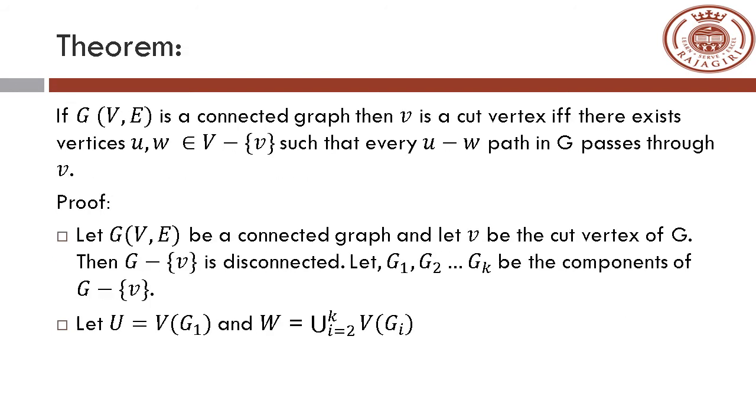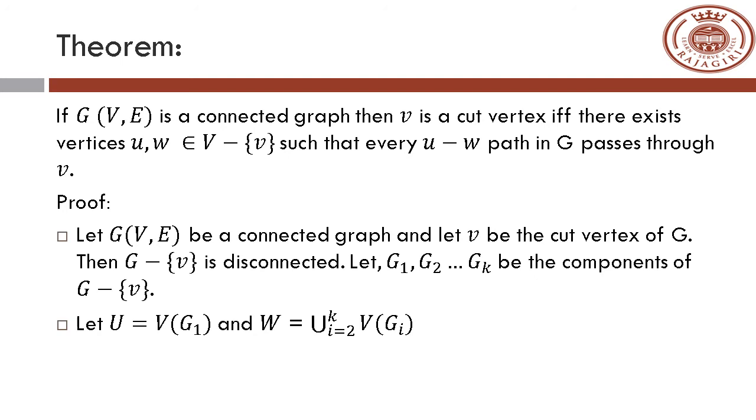A theorem related to a cut vertex. If G is a connected graph, then a vertex V is said to be a cut vertex if and only if there exist two vertices u, w belonging to the vertex set V minus singleton set {V} such that every uw path in G passes through the vertex V. You are given a graph with vertex set V and edge set E, and V is a cut vertex. V is a cut vertex means if you remove V from the graph, then the graph will be disconnected.